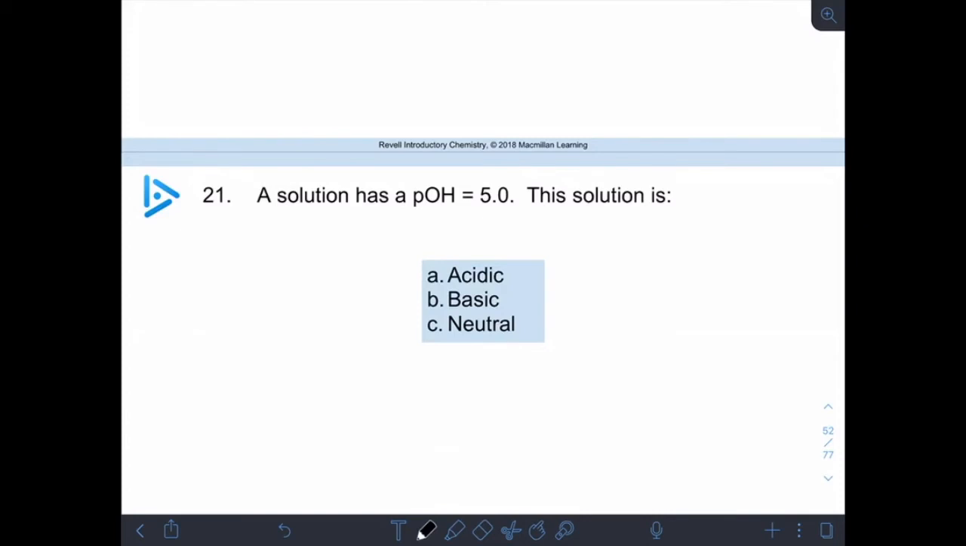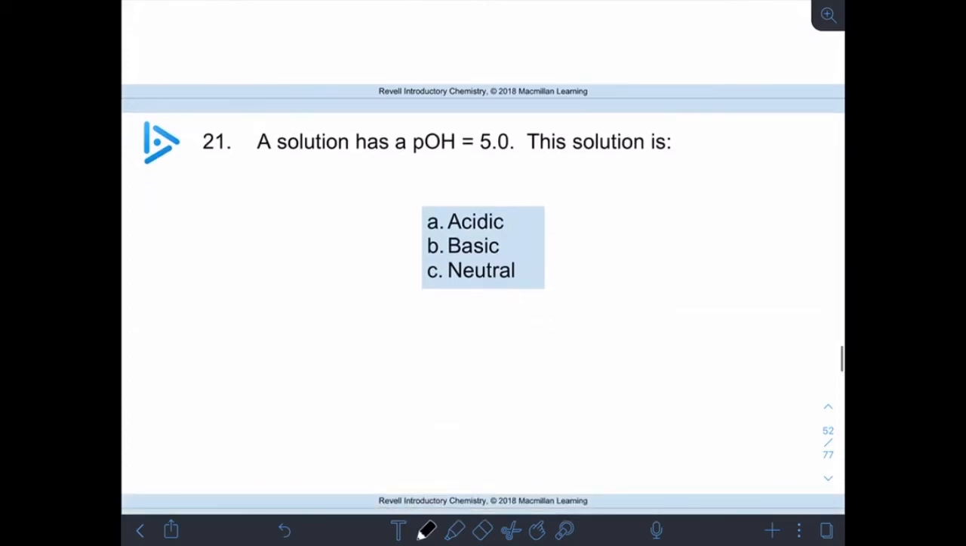pOH of 5. The solution is acidic, basic, or neutral. We want to know what is the pH. Right? And the pH, we can find that from subtracting from 14. Right? 14 minus 5 gives us a pH of 9. Right? So if the pH is greater than 7, it's basic.